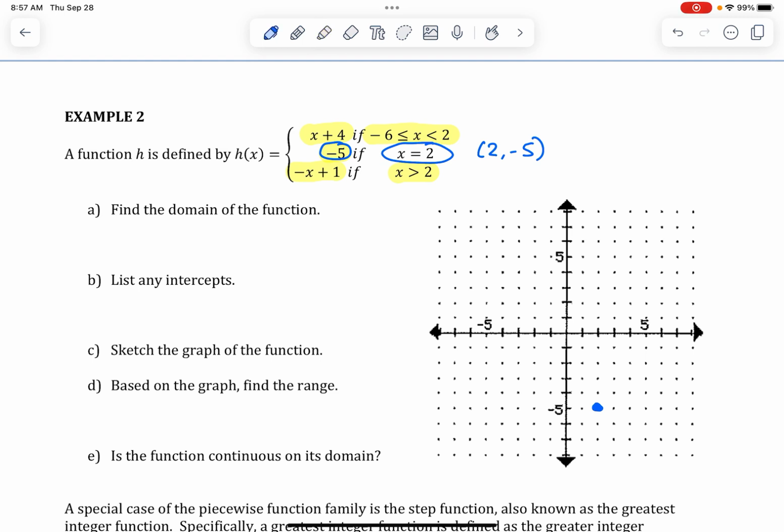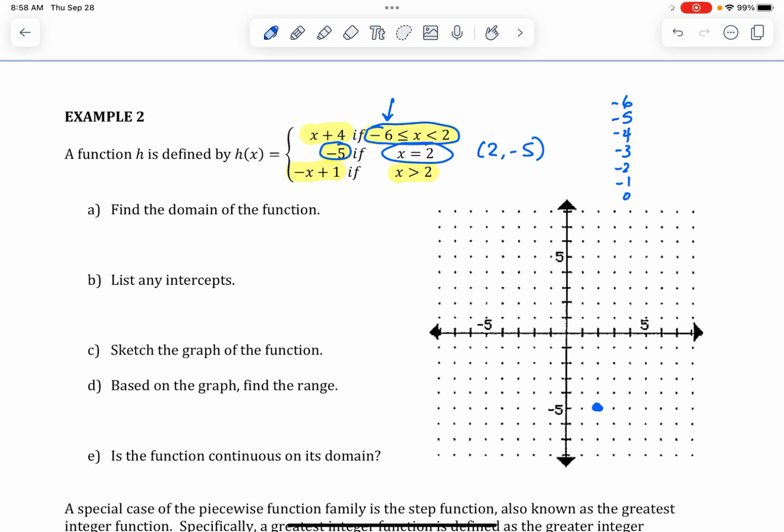And now we just graph the other 2 pieces. X plus 4, but we only graph it from -6 to 2. So when x is -6, what's the y value? And you can plug in a few points if you want to kind of do a chart. We don't care about anything less than -6 because this is where our domain starts.